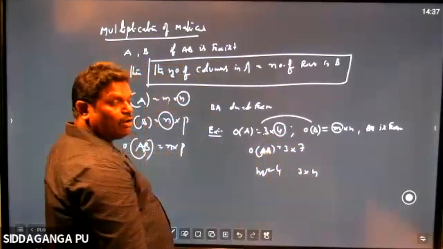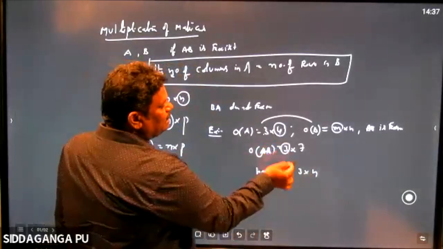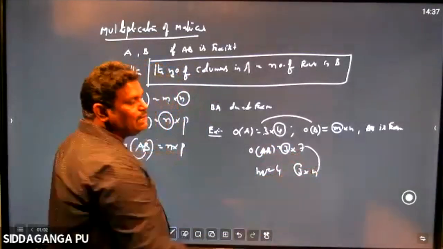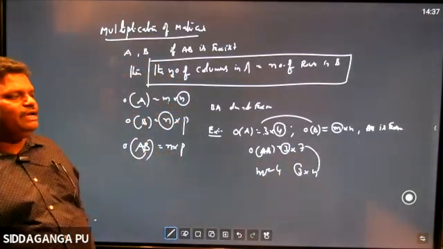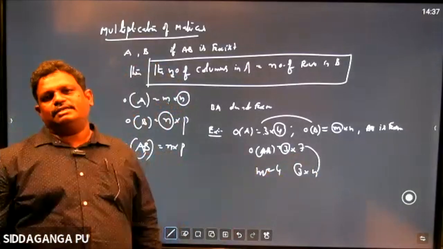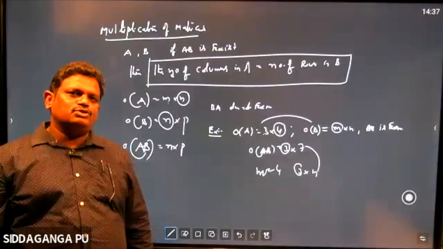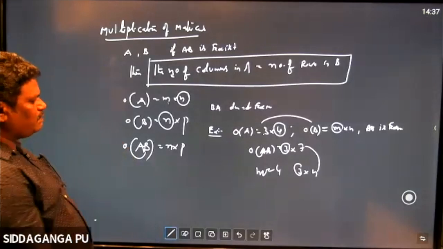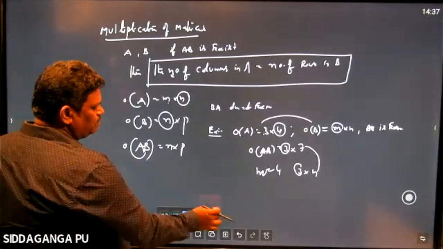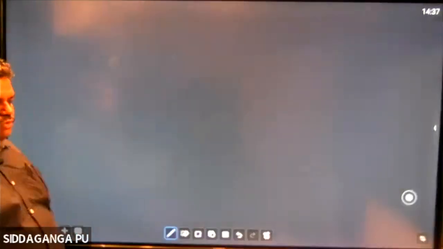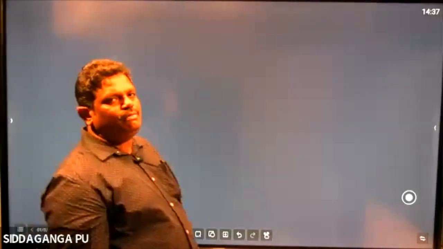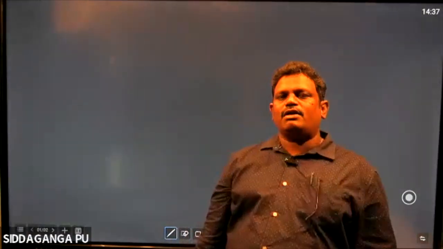But the order of AB is also given: here 3, here 3. Now what is the n value? 7. So finally the order of B is 4 by 7. This type of question is given. So we can apply this concept of multiplication and find the condition. Whenever multiplication between any two matrices is defined, the number of columns in the first matrix equals the number of rows in the second matrix. The resulting matrix has the remaining number of rows and columns.